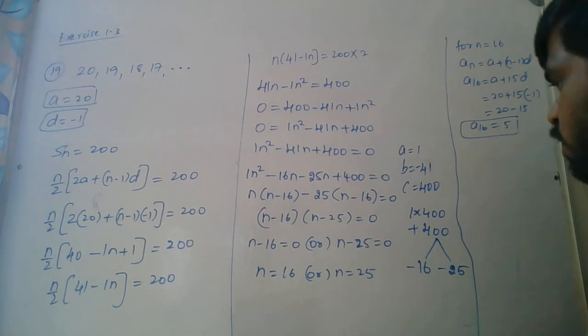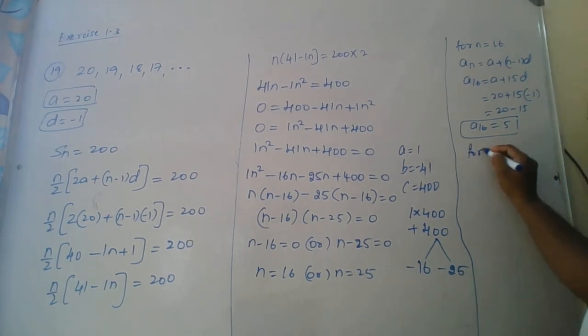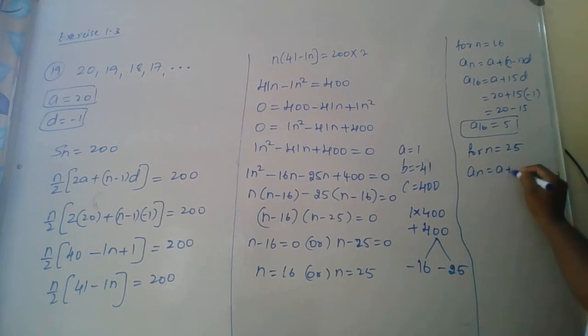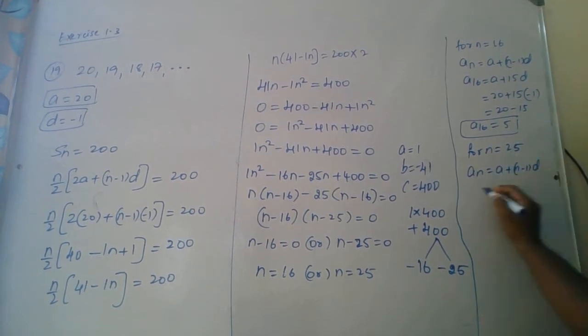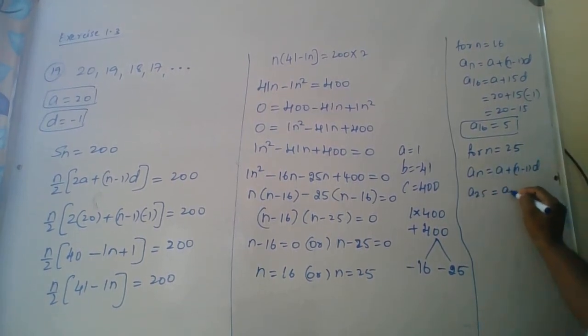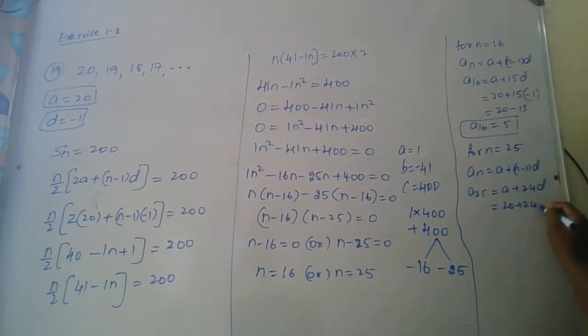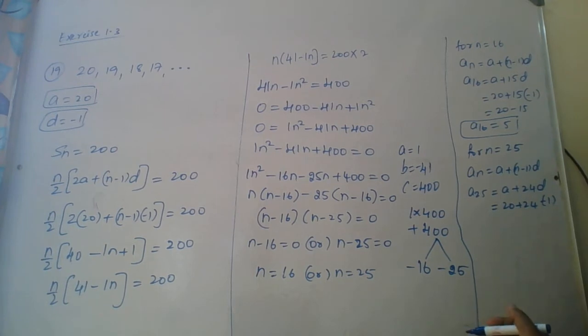5 wood logs. For n is equal to 25, an is equal to a plus n minus 1 into d is the formula. So a25 will become a plus 24d. So a is 20, d is minus 1.